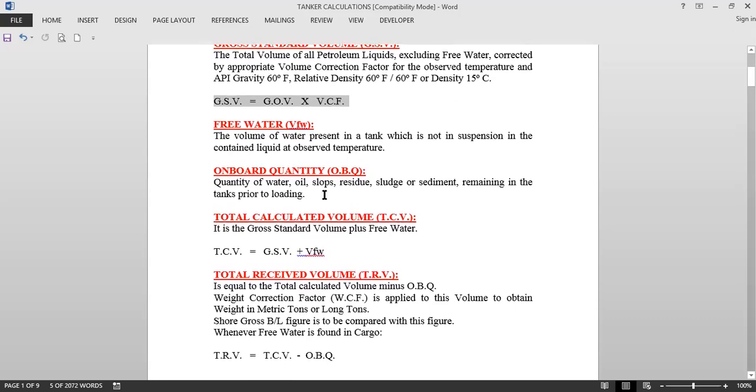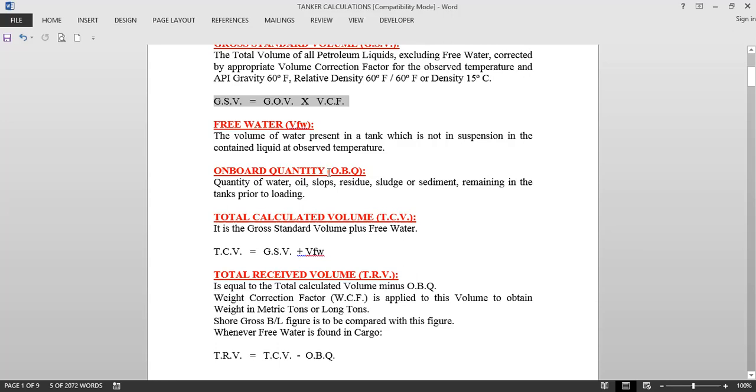All right. Onboard quantity, OBQ. What is OBQ? Basically, this is the quantity of water, oil, slops, residue, sludge or sediment remaining in the tanks prior to loading. When you go to the load port, the surveyor will carry out a survey along with one of the duty officers or the cargo officer, and the quantity which is there inside the tanks before you load is known as OBQ.